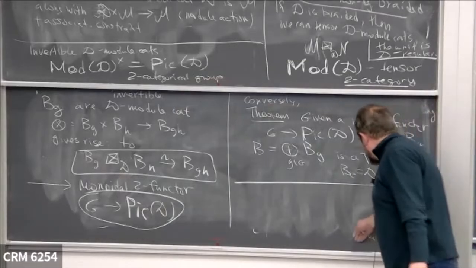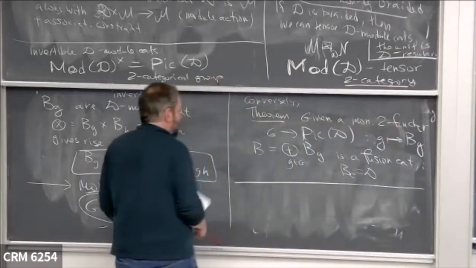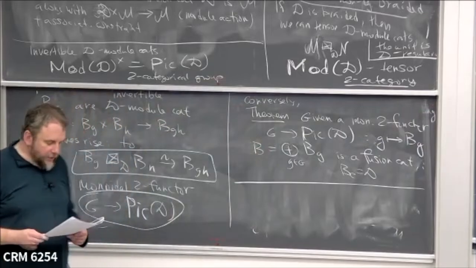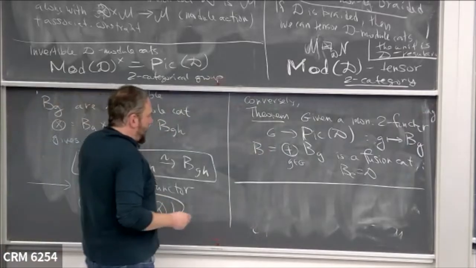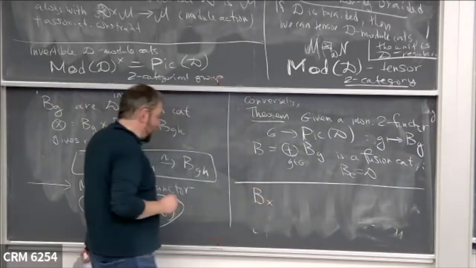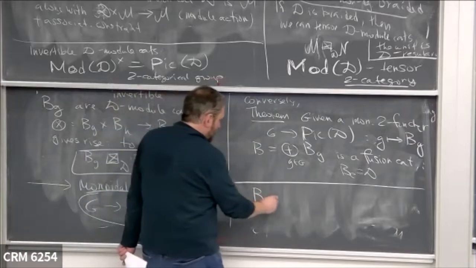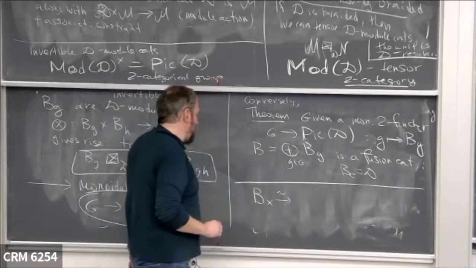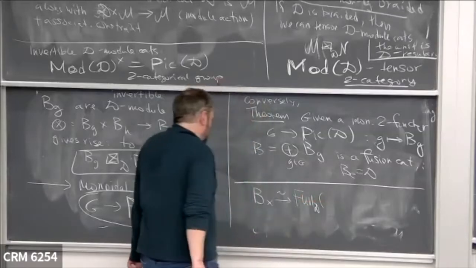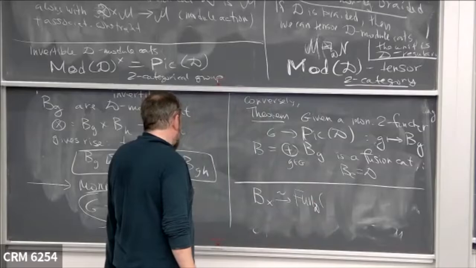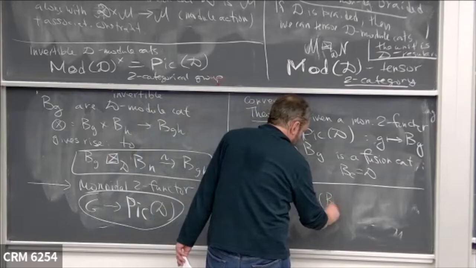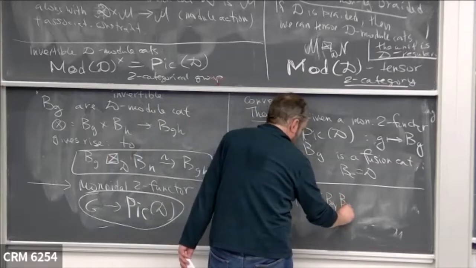But let me also mention something. Remember, I said that on top of this, we need an action of a group G here. Well, there is such an action because of what we have here, let's see. The homogeneous component B_X is equivalent to D-module functors from, let's say, B_g to B_Xg.